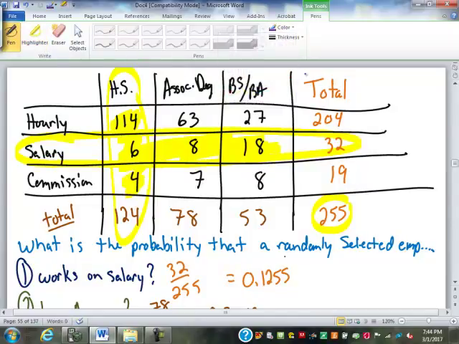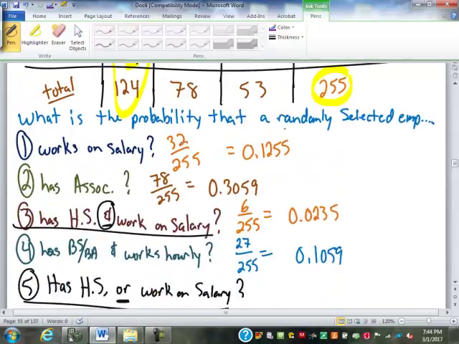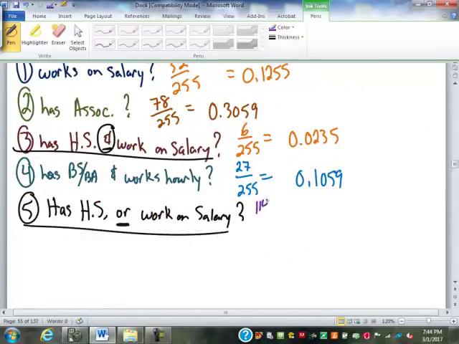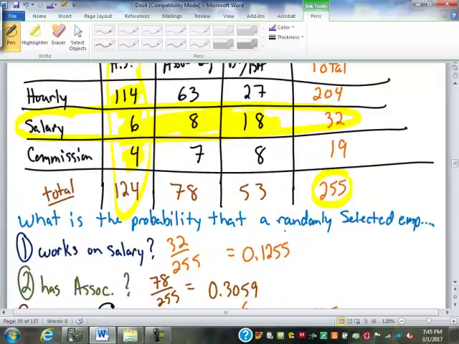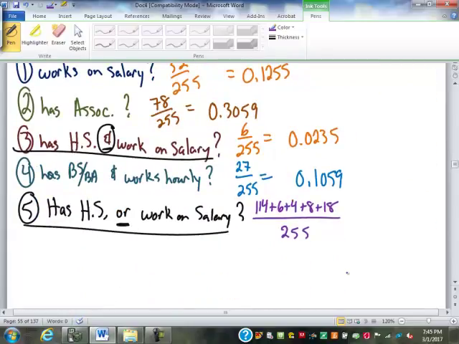So what do we have there? 114, 6, 4, 8, and 18. 114 plus 6 plus 4 plus 8 plus 18. Did I get those all right? 6, 4, 8, 18. Yep. If I add that up, I've got 24. Is that 150? 156. 156? So you could just take the 32 plus the 124. Give me a second and I'll come back to that. Okay, okay.